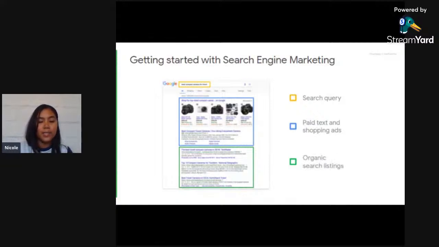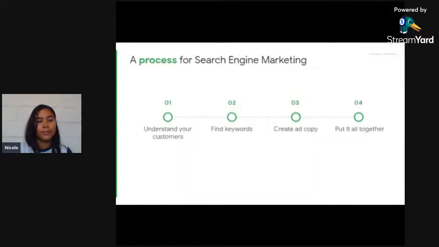Organic listings are sites that appear after ads. These have been optimized to appear at the top of the search. In the green box, you can see the organic search listings. So now let's take a look at the process for search engine marketing.